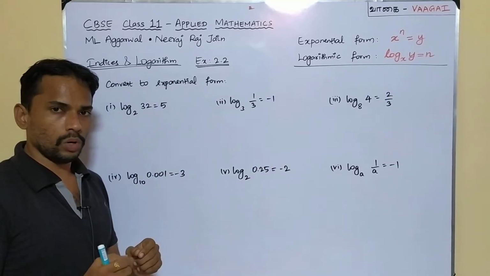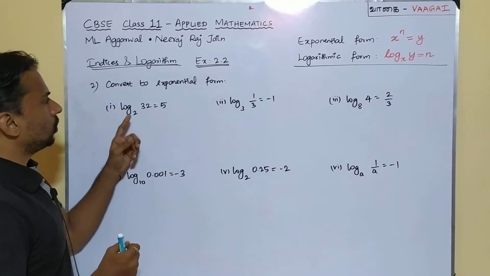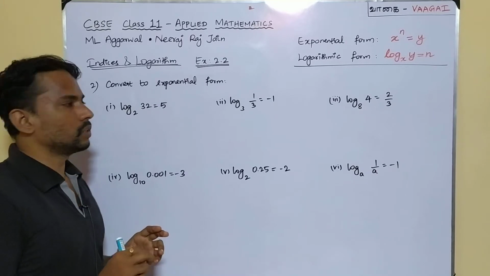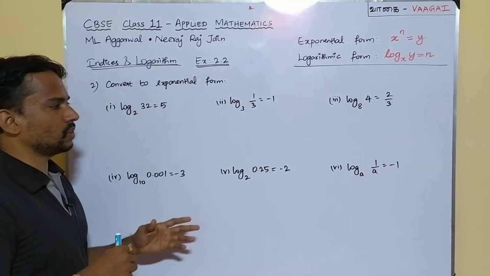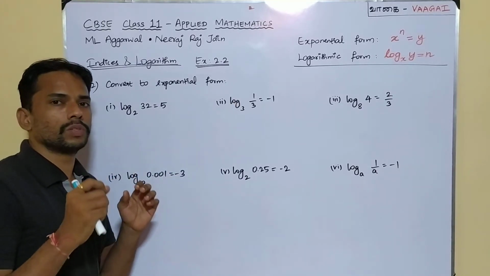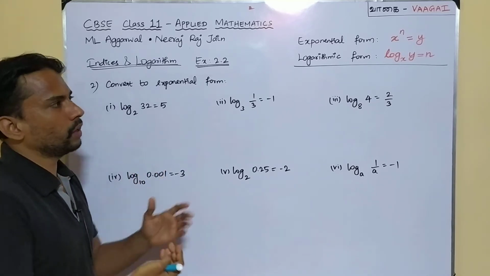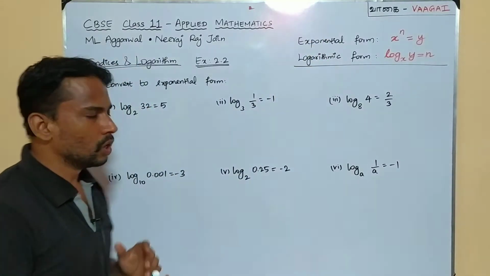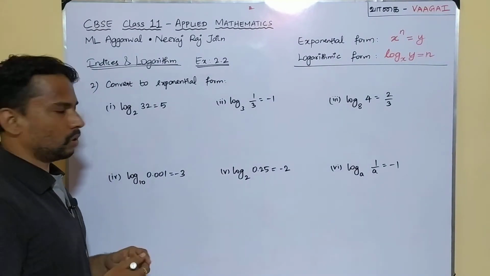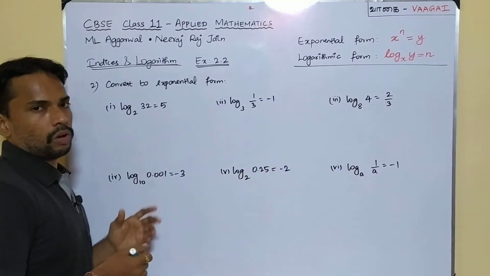Next is question number 2. Here we have: convert the following to exponential form. Each of these subdivisions is given in terms of logarithm, and we should convert them back to exponential form. That is the reverse process we have to do now. It's again going to be very easy, so let's try doing all these questions.